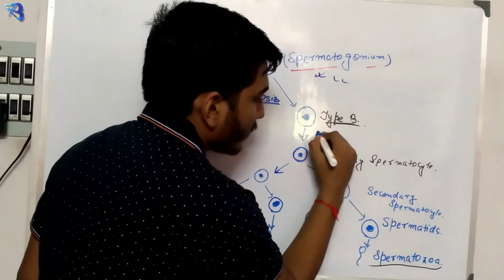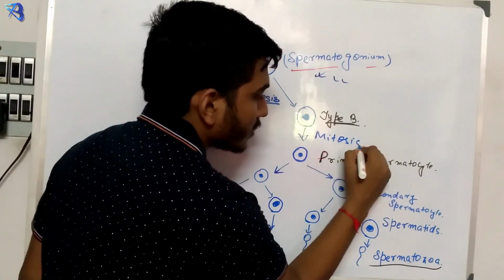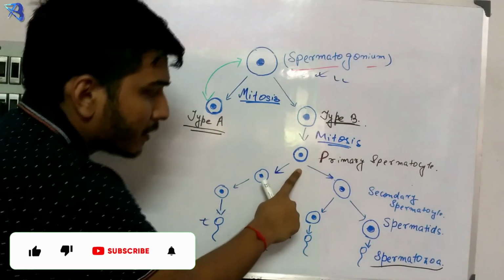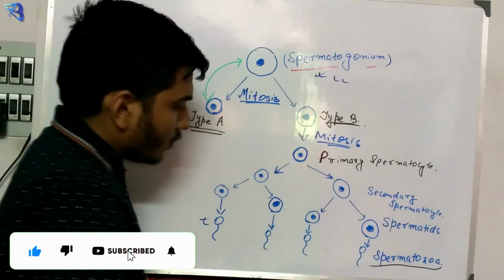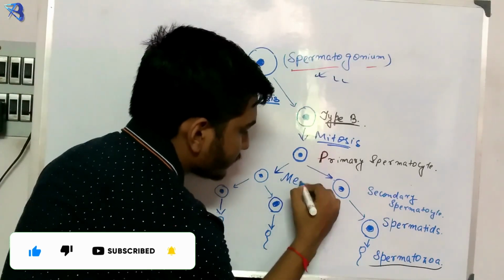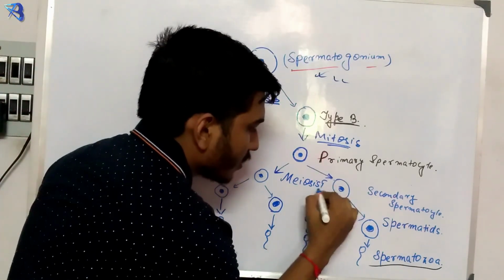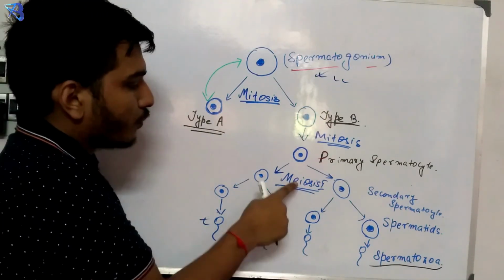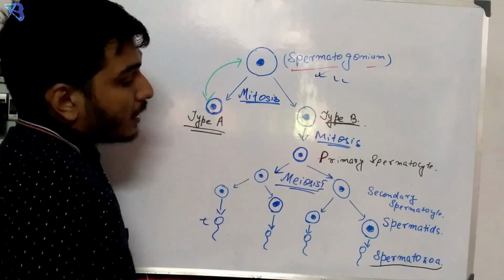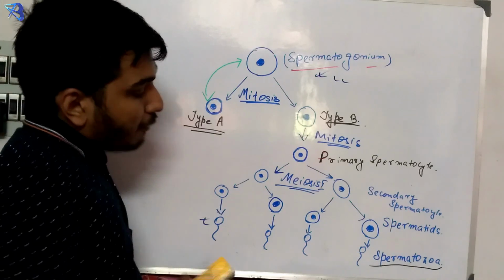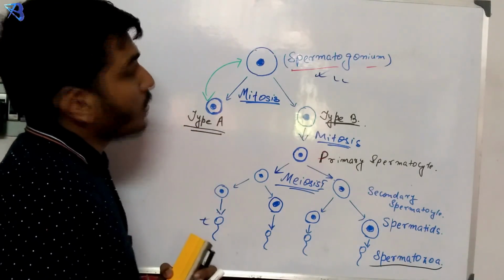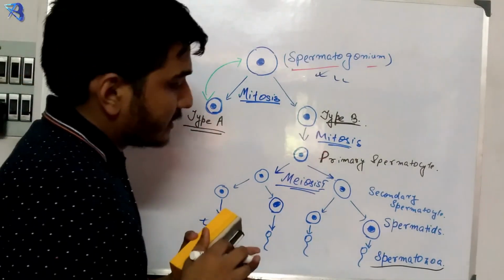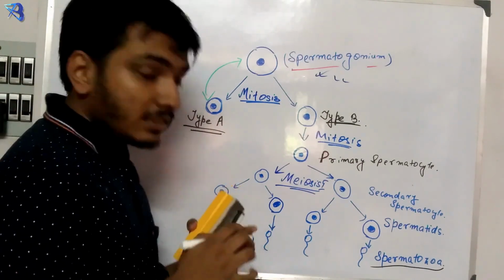Type B cells undergo mitosis to form primary spermatocyte. Primary spermatocyte again undergo meiosis, which meiosis? Meiosis 1. Primary spermatocyte undergo meiosis 1 to form secondary spermatocyte. The question that comes from this part is: the first haploid cell of the process of spermatogenesis is? Now we have to see the chromosomal content at each stage to understand which is the first haploid cell.